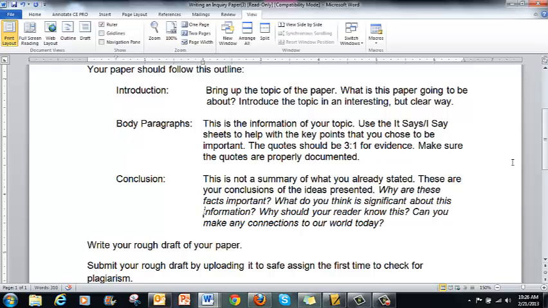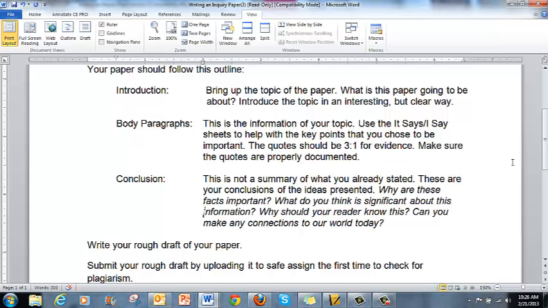The last paragraph is very similar to what you already have done. Look at what it says. This is not a summary of what you have already stated. These are your conclusions of your ideas that you have presented. Why are these facts important? What do you think is significant about this information? Why should your reader know this? Can you make any connections to our world today? In other words, always answer the so what question. Thank you, Samara. I appreciate you responding.